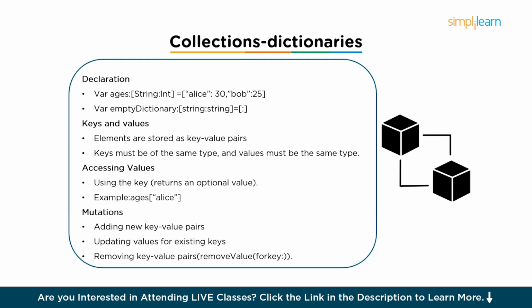Dictionaries in Swift are mutable, that is changeable, if they are declared using var. But if you want an immutable dictionary, you can use let. This applies for arrays also. You can add a new key-value pair by assigning a value to a new key, like ages["Charlie"] = 28.